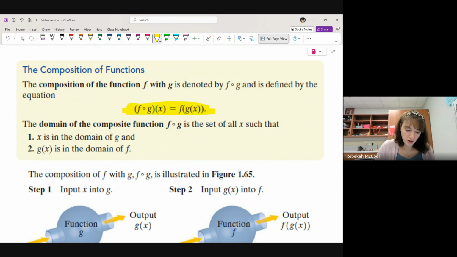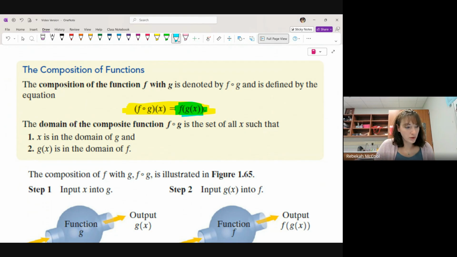So our notation looks like this. So that open circle, we'd read that as compose. So this says f compose g of x. Now, I tend to prefer this notation over here. I think it's easier to see what's happening. So I'd read this notation as f of g of x. And so it's really easy then for me to see that g of x is going to be going inside of function f. So it's the inside piece.